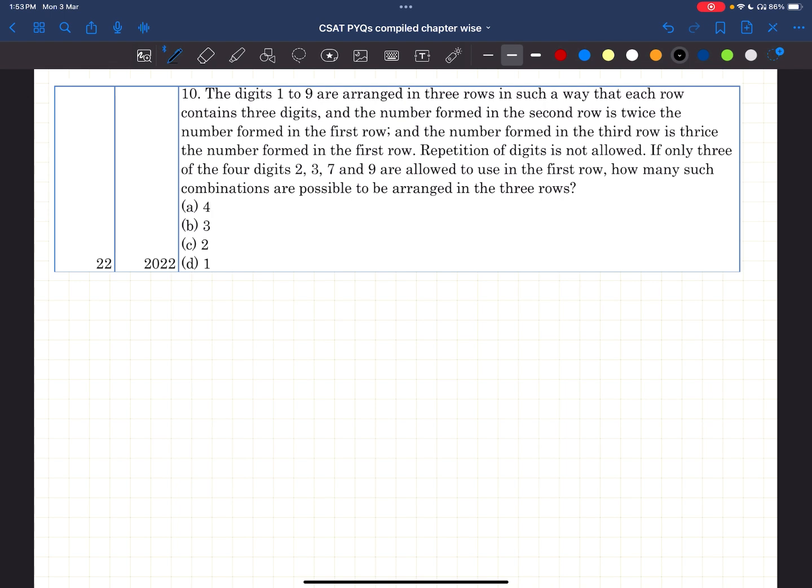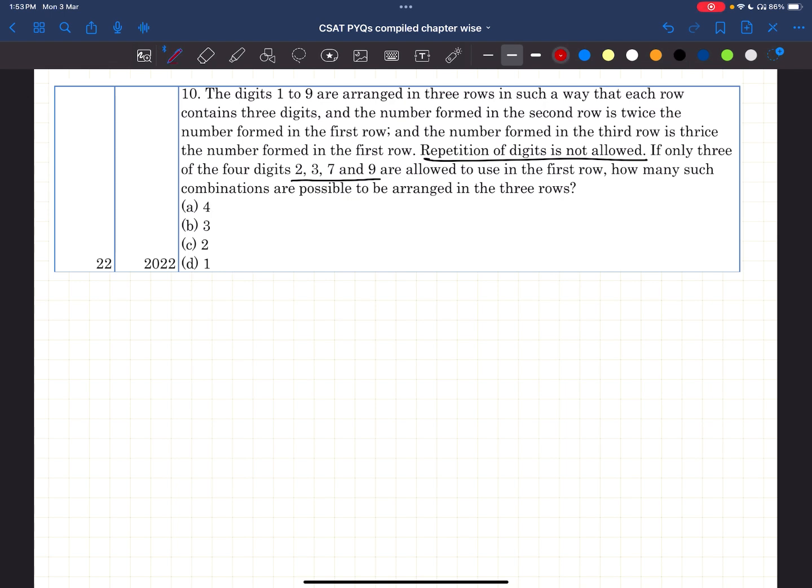The digits 1 to 9 are arranged in 3 rows in such a way that each row contains 3 digits, and the number formed in the second row is twice the number formed in the first row, and the number formed in the third row is thrice the number formed in the first row. Repetition of digits is not allowed. If only 3 of the 4 digits 2, 3, 7 and 9 are allowed to use in the first row, how many such combinations are possible to be arranged in the 3 rows?